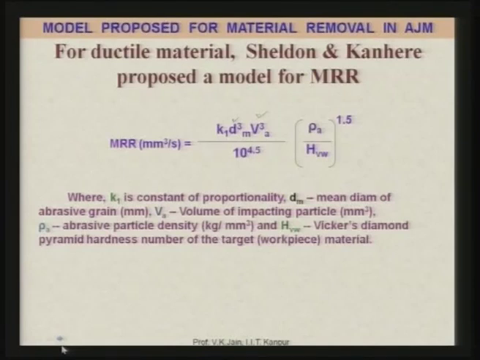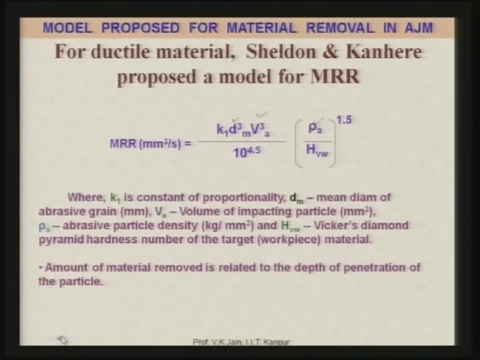Rho A is the abrasive particle density, and H V W is the Vickers diamond pyramid hardness number of the target, that is the workpiece material. With the help of this you can find out the material removal rate in terms of cubic millimeter per second removed from the workpiece. The amount of material removed is related to the depth of penetration of the particle. Definitely you have to find out the depth of penetration, and then if you know the size of the crater formed, you can calculate the amount of material removed, and if you divide by the time taken, you will get the material removal rate in terms of cubic millimeter per second.